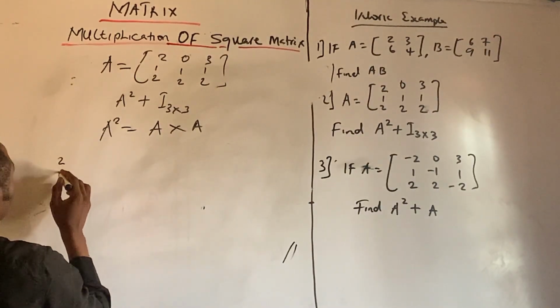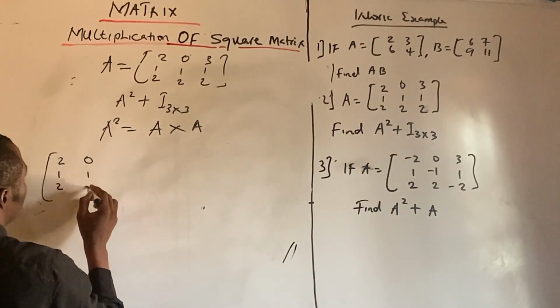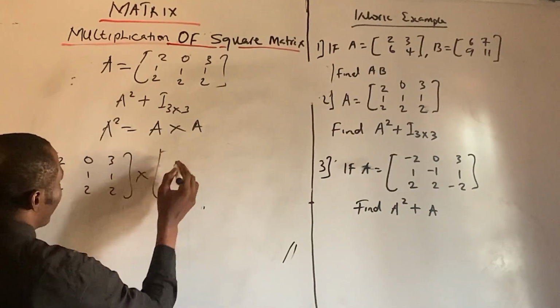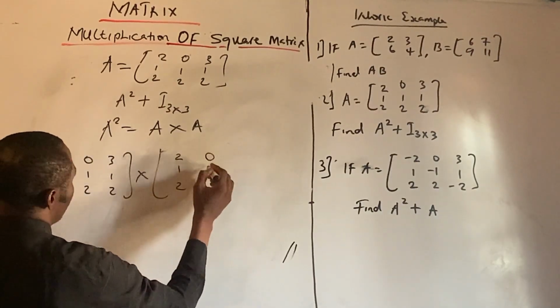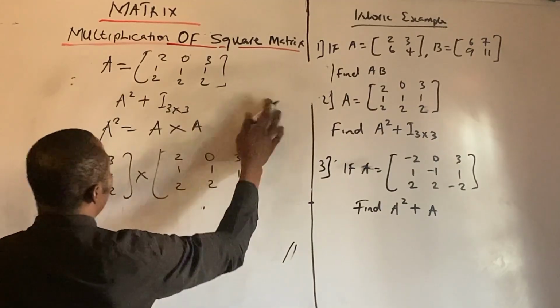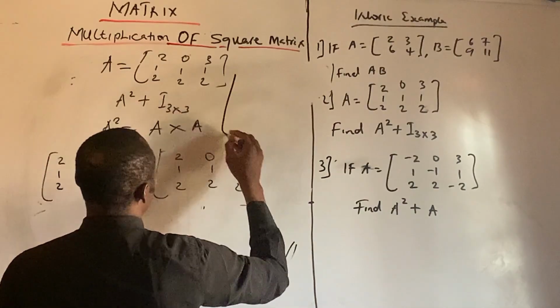We have 2, 1, 2, and we're multiplying 0, 1, 2, 3, 1, 2. We're multiplying it by the same thing: 2, 1, 2, 0, 1, 2, 3, 1, 2. Now, let me give you an instance of how our matrix will look.